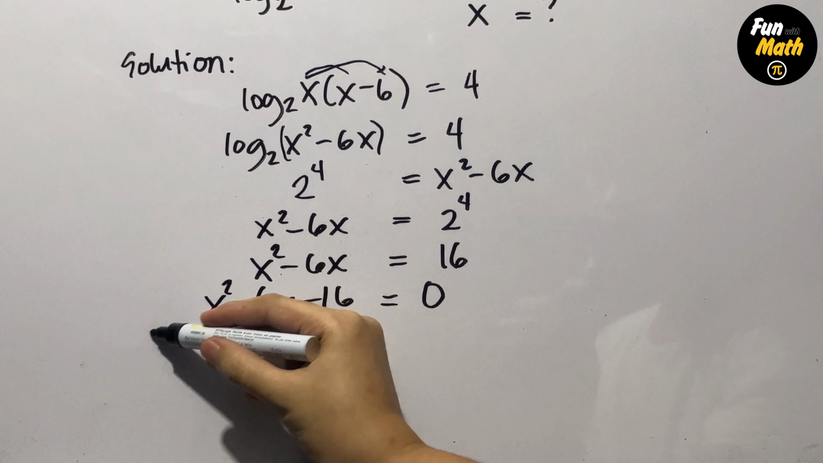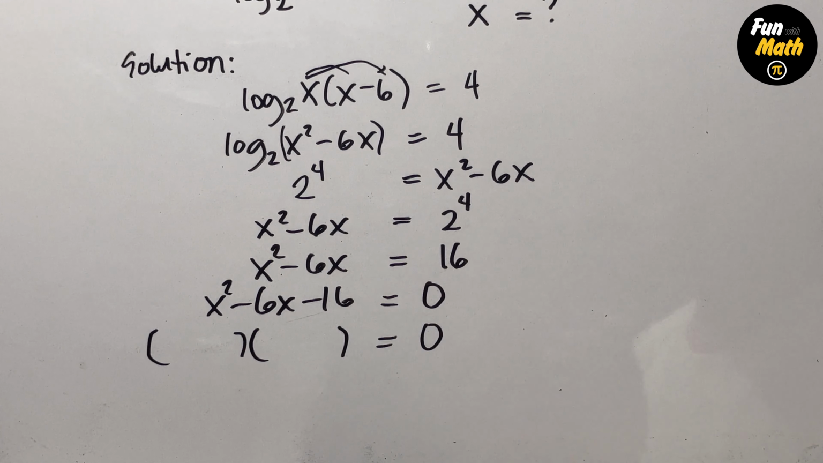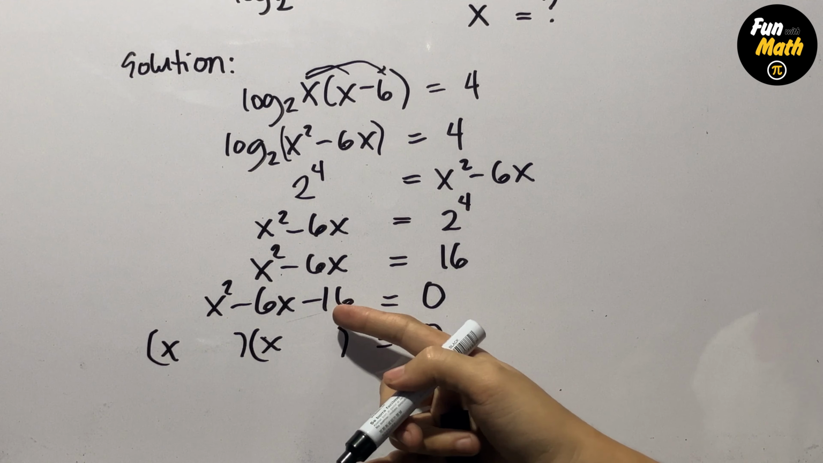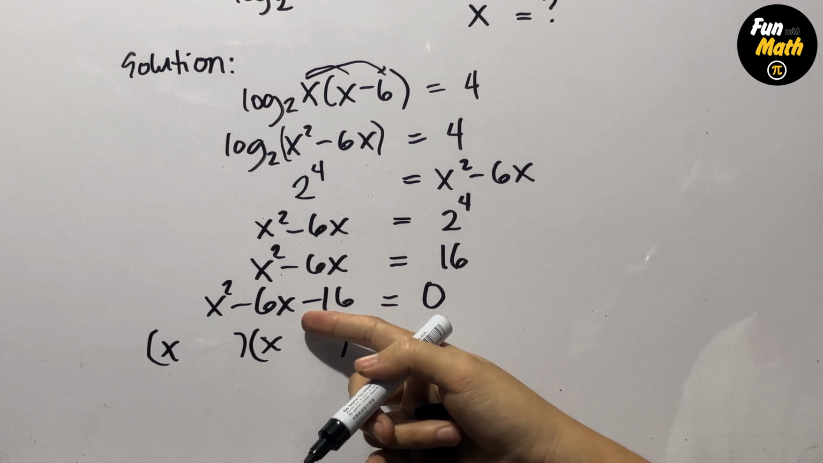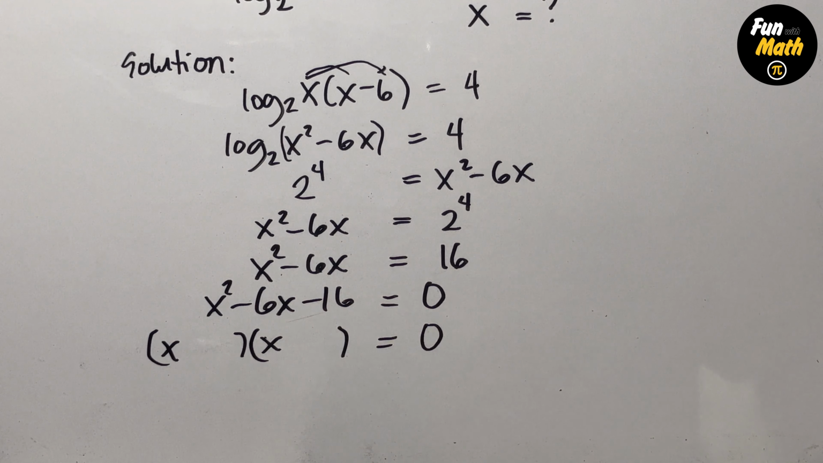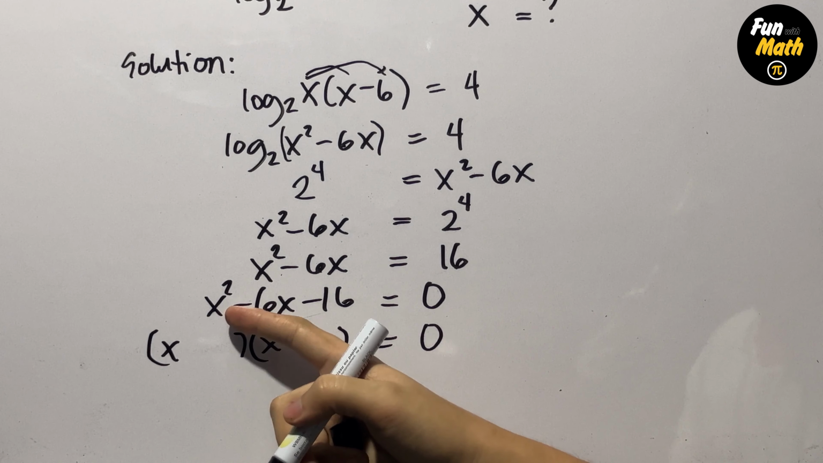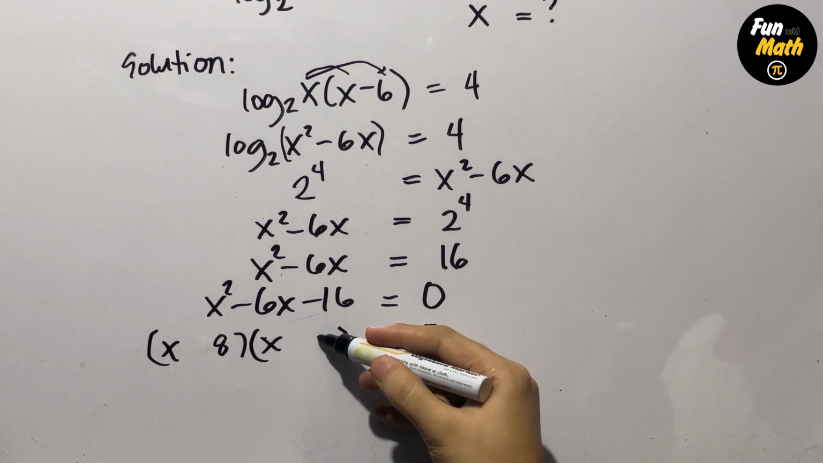So we have 2 parentheses equals 0. For x squared, that means x times x. And for 16, we need two numbers that if you multiply, it will be equal to negative 16. So what are those numbers? We have 8 times 2. And if we add, it will be equal to negative 6. So what is that? Still that is 8 and 2.